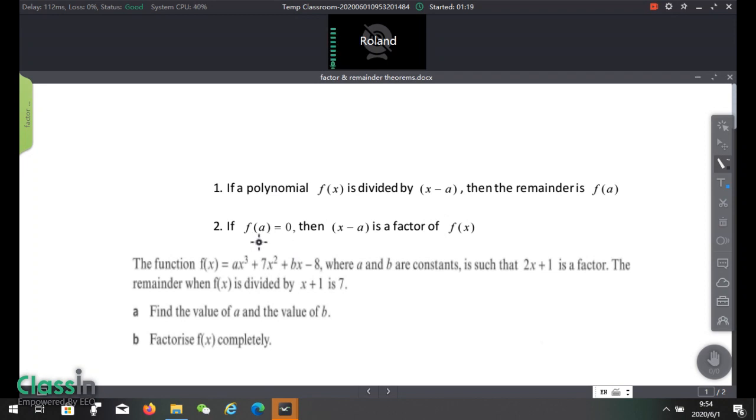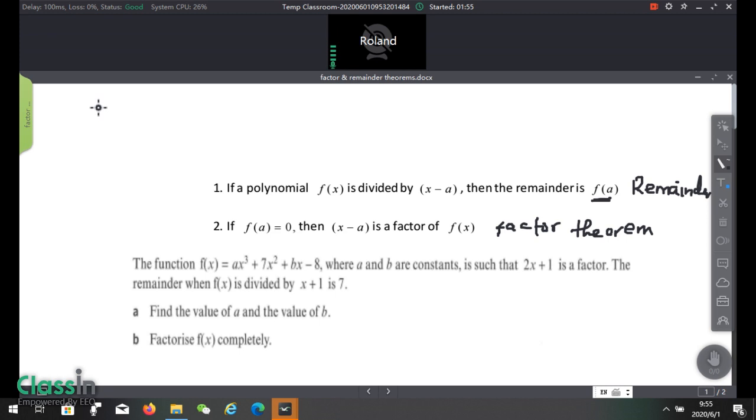If this remainder f of a equals 0, then x minus 2 is a factor, and this is called the factor theorem. This is the factor theorem, and this is the remainder theorem. One more time. The remainder theorem says that if a polynomial f of x is divided by x minus a, then f of a is the remainder. The factor theorem says that if f of a is 0, then x minus a is a factor.